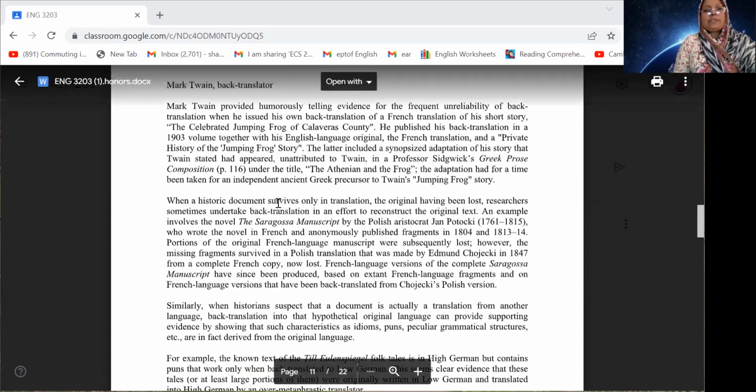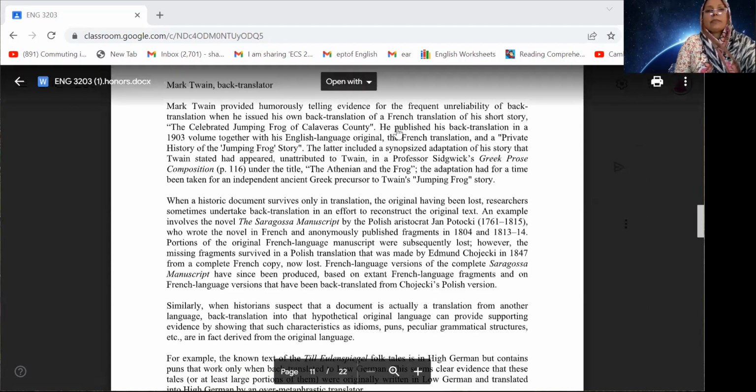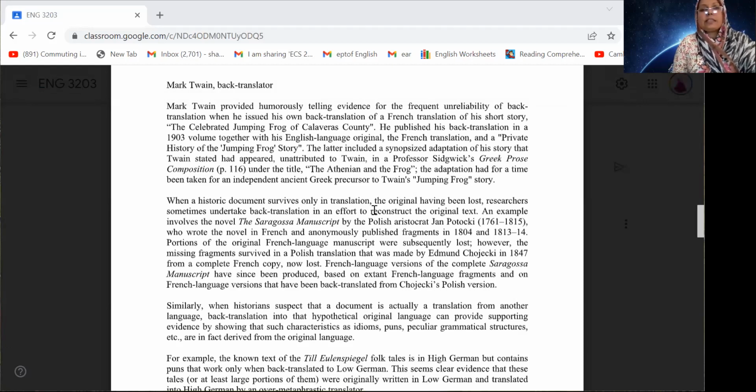Next paragraph: when a historic document survives only in translation, the original text has been lost.